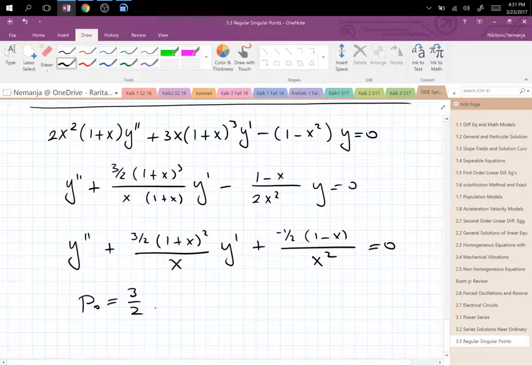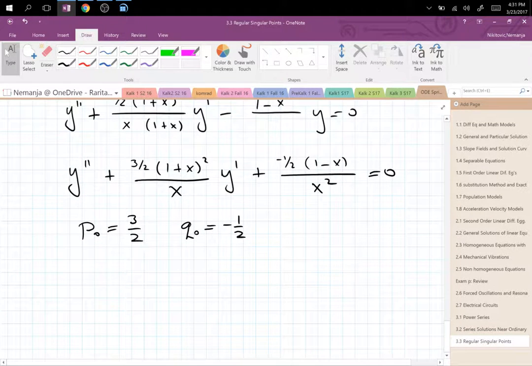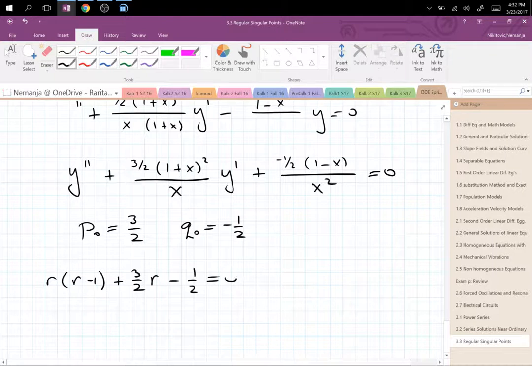3/2, and the Q0 is -1/2. So plug all of that into the differential equation: r(r - 1) + (3/2)r - 1/2 equal to 0, and solve it for r. So what do I get? r squared minus r plus 3/2 r minus 1/2 equal to 0.